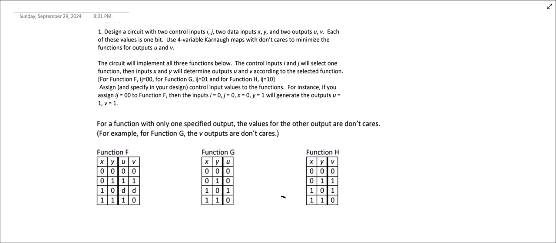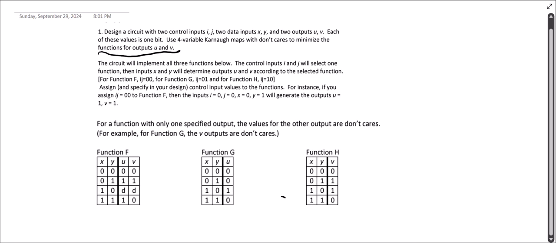So we're supposed to design a circuit that has two control inputs, two data inputs, and two outputs. So you'll have four inputs, those are going to be switches, and you'll have two outputs, U and V, and those should go to some LEDs. Each of these values is 1 bit, and you're supposed to use a 4-variable Karnaugh map with don't cares to minimize the functions for outputs U and V. So you need to do a K-map for U and V. I'll do some of one of those, and that'll help you get started.